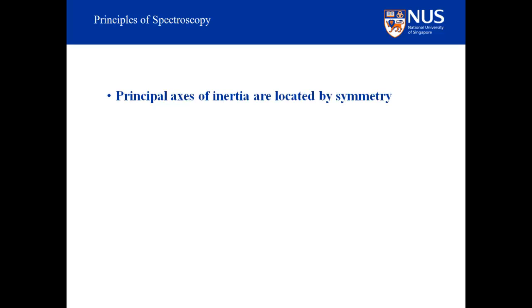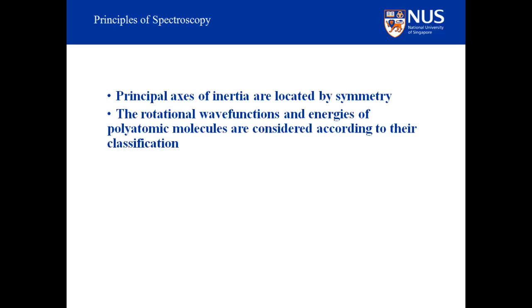The kinds of rotational wave functions and energies that we will come up with for the polyatomic systems will depend on the classification of that molecule, whether it is a symmetric top, whether it is prolate or oblate, or whether it is linear. As I've said, I'm not going to be giving you any examples of asymmetric tops like water, for instance. Water is an asymmetric top. It has a very complicated rotational spectrum, but we won't be considering it.